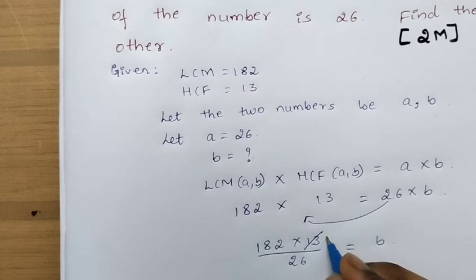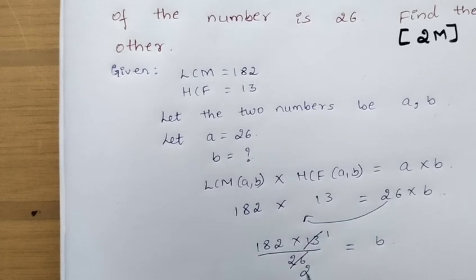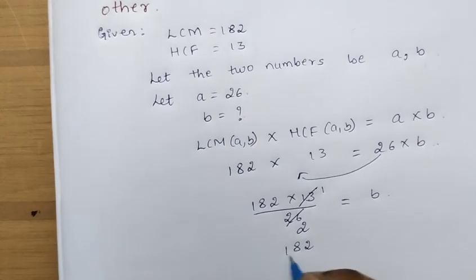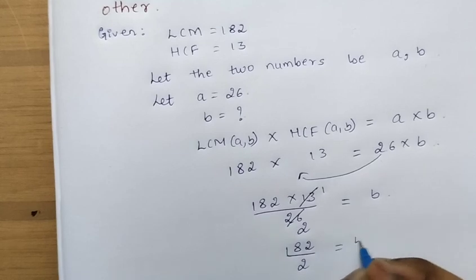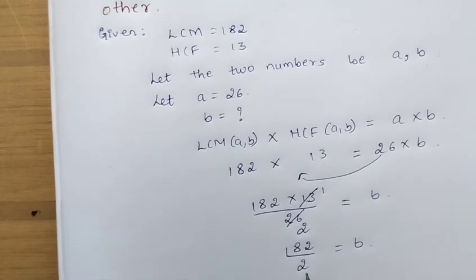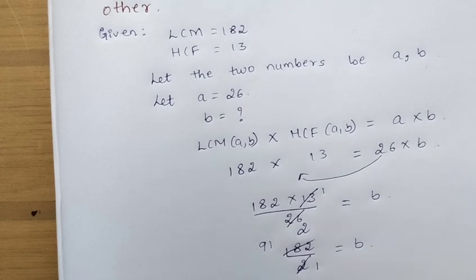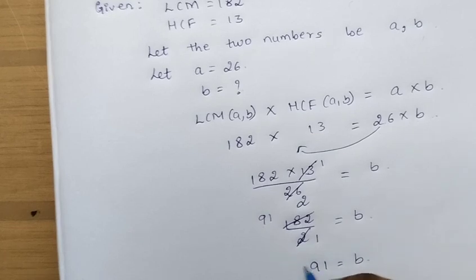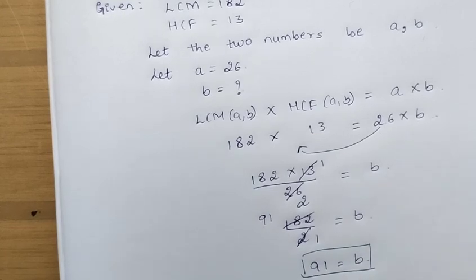So we can simplify this as 13 ones are 13, twos are 26. So I got the answer as 182 divided by 2 is equal to B. Now I can even furthermore simplify this with 2 table. So 2 ones are 2, and here I can simplify it as 2 nines are 18 and 2 ones are 2. I got the answer as 91. 91 is equal to B. The value of B I got here is 91.